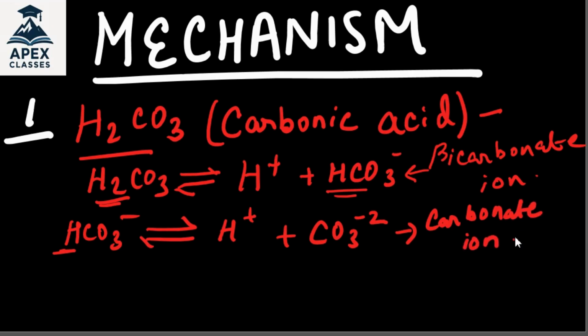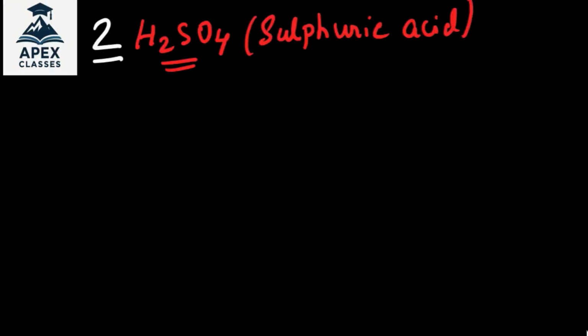Clear? This is the mechanism of how you are getting the carbonate and bicarbonate ion. I hope this is clear. So we will move to the next acid. Our next acid is H2SO4. We all know this is sulfuric acid, right? So what will happen when it dissociates?